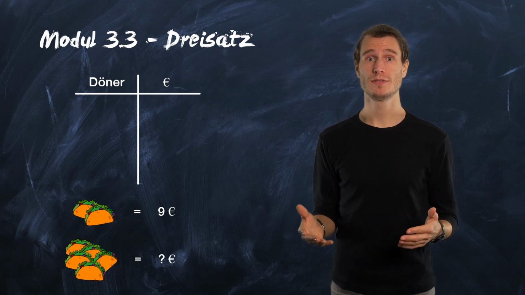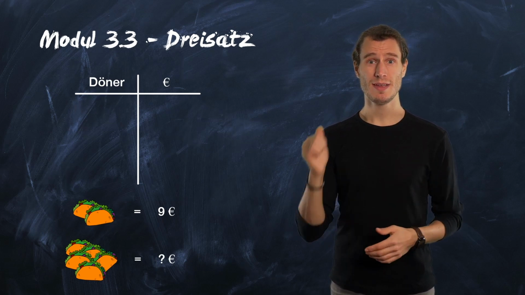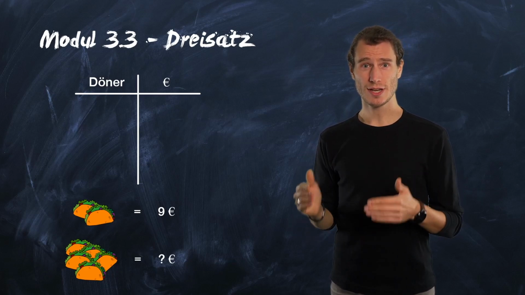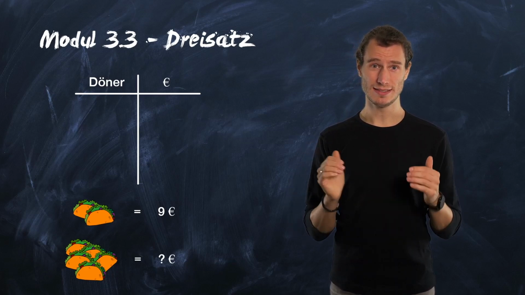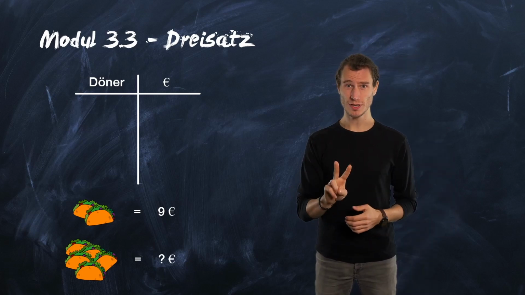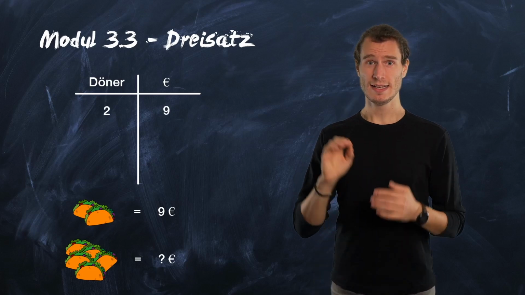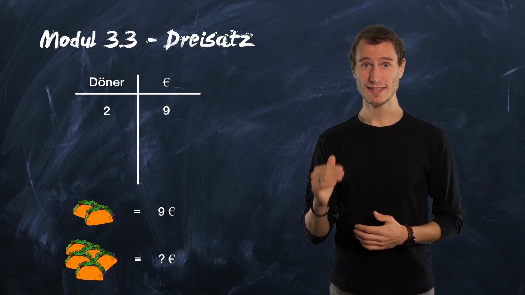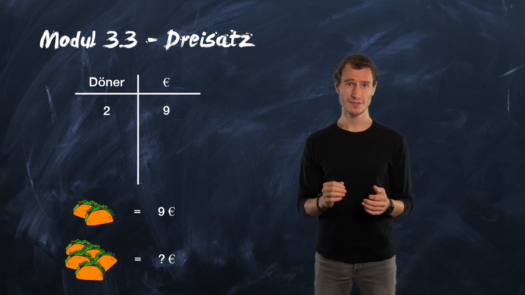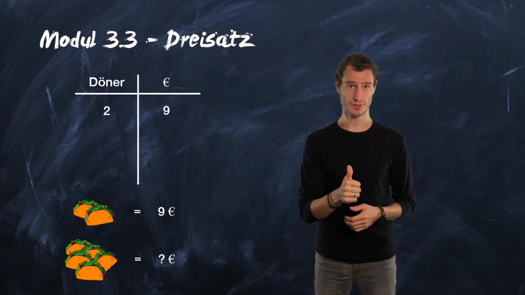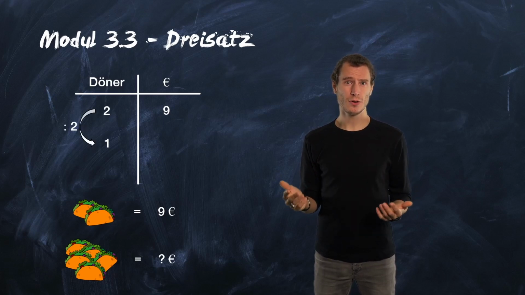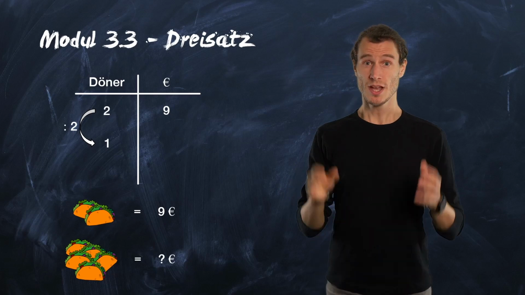Having noted the headings, I can now start with the first step of my rule of 3. I begin writing what I already know into the first line. I know that 2 donors cost €9. In the second step, I always calculate down to 1 because I first want to find out how much 1 donor costs. I therefore divide the numbers by 2 because I know the price of 2.